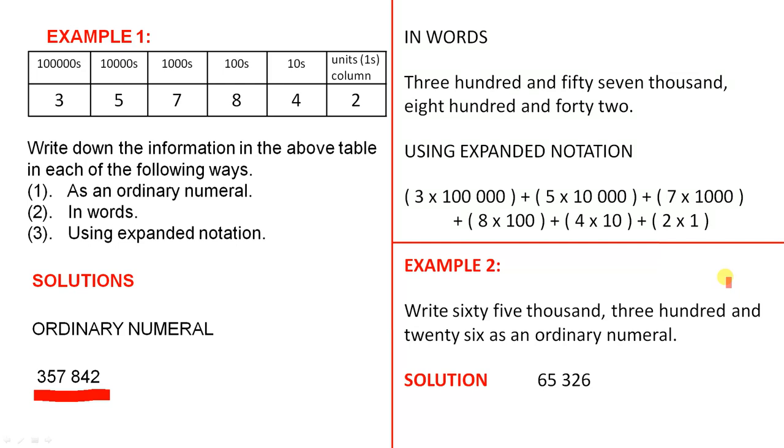Example 2. Write 65,326 as an ordinary numeral. 65,326. It's very, very systematic. If you take your time and think about it, it's not that difficult.